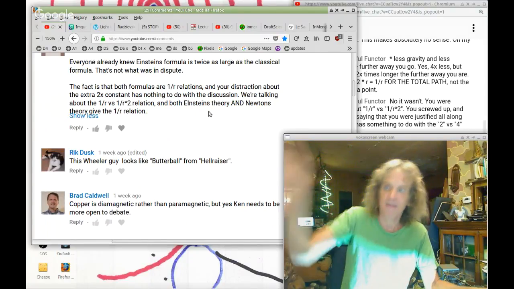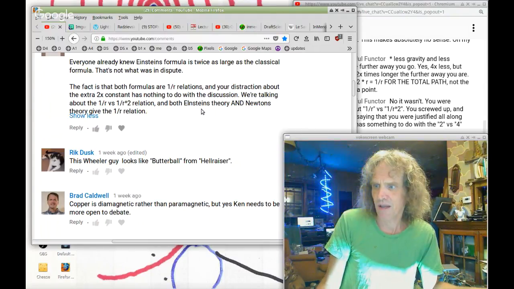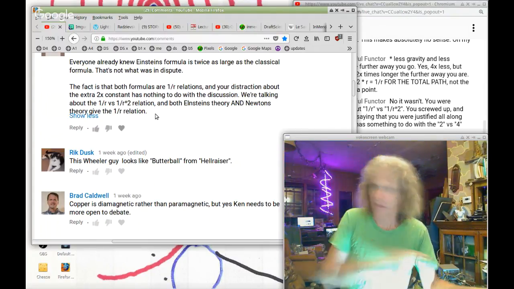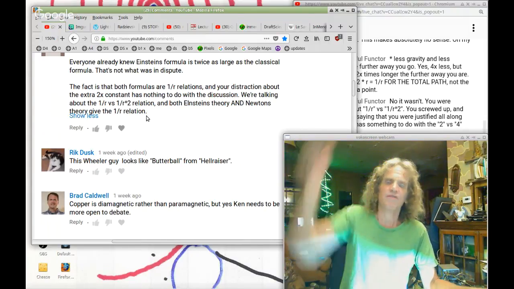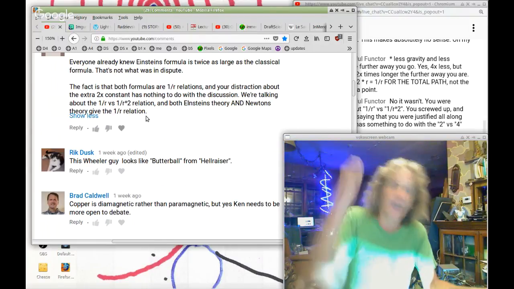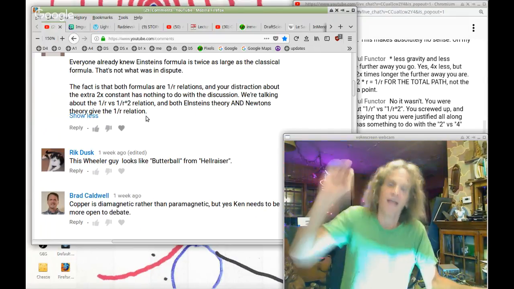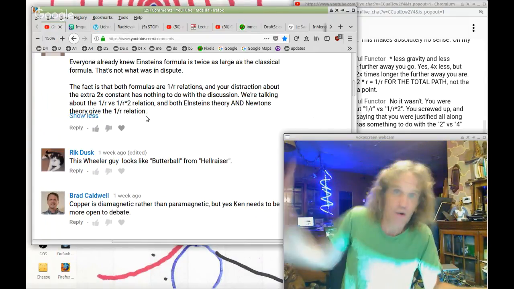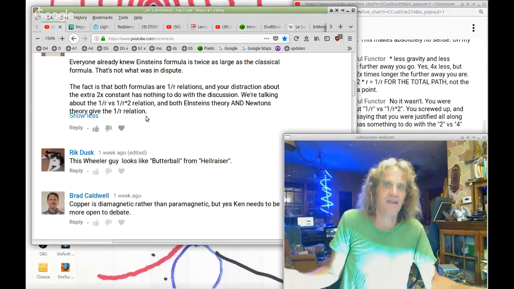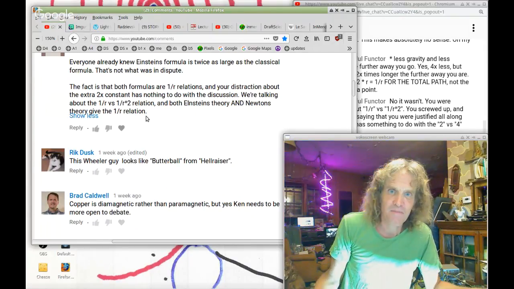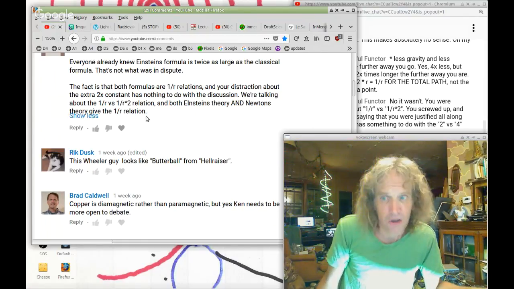You lying piece of crap. And both Einstein's theory and Newton's theory give the 1/r relation. That's just a preposterous lie. There's no 1/r because they've changed the location of the multiplier. That's what the 2 and the 4 are. The 2 and the 4 weren't in the other equations, were there? There was no 2 GM in Newton's force equation. The 2 and the 4 have replaced the square on the r.